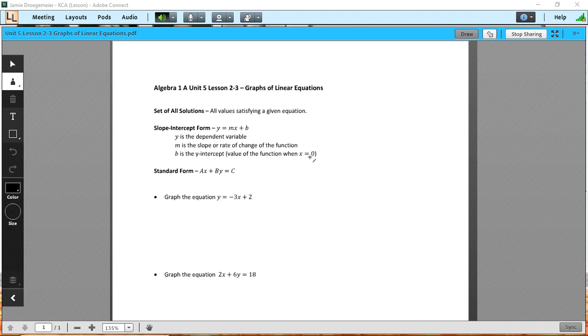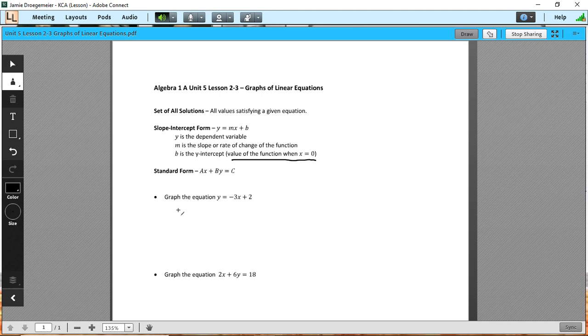We already said here that the y-intercept is the value of the function when x is 0. Well, the x-intercept is going to be the value of the function when y equals 0. By plugging in 0 for x in this equation, we would be able to find the y-intercept. If we plug in 0 for y in that equation, we would be able to find the x-intercept. And we're going to look at that in these examples that we have here.